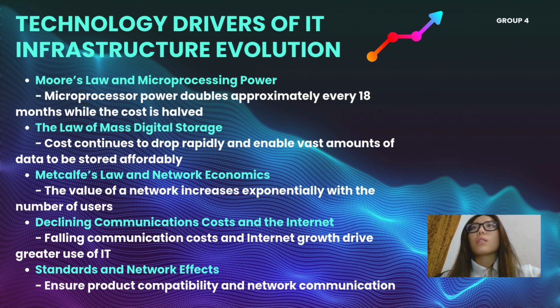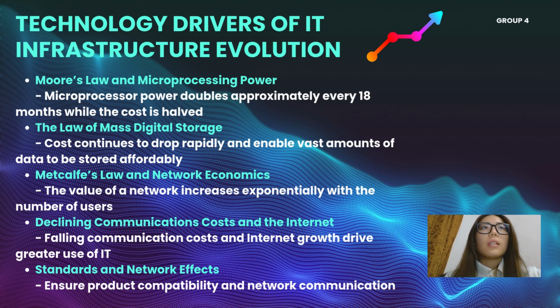For technology drivers of IT infrastructure evolution, first is Moore's law and microprocessing power. The microprocessor power doubles approximately every 18 months while the cost is halved. Second, the law of mass digital storage. The cost of storage continues to drop rapidly, enabling vast amounts of data to be stored affordably. Third is Metcalfe's law and network economics. The value of a network increases exponentially with the number of users.